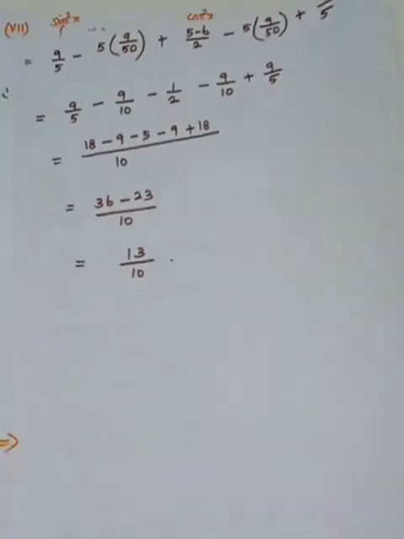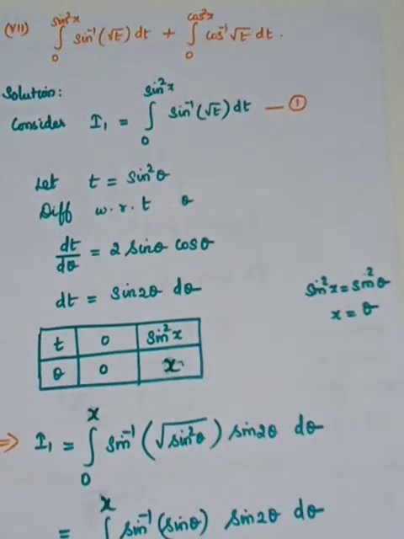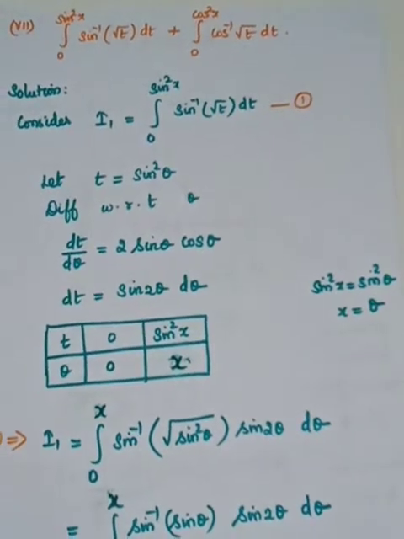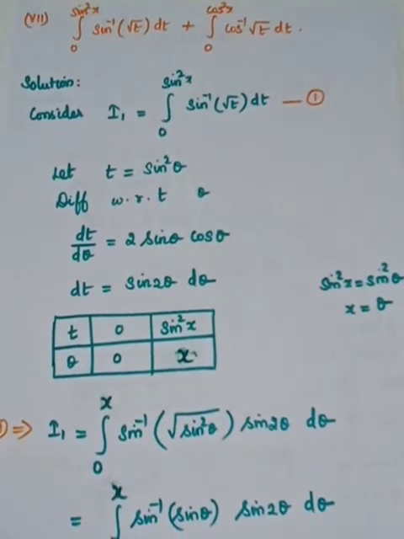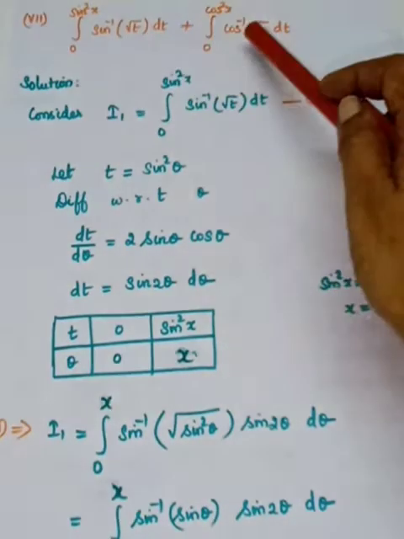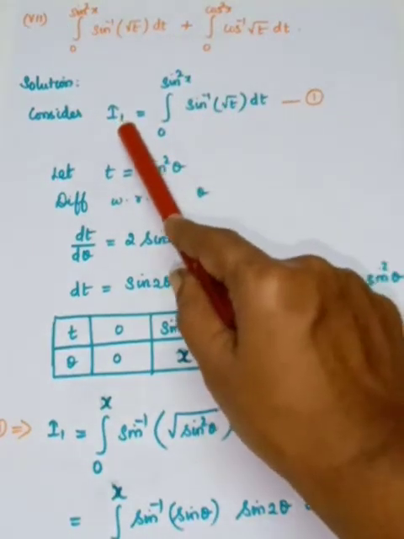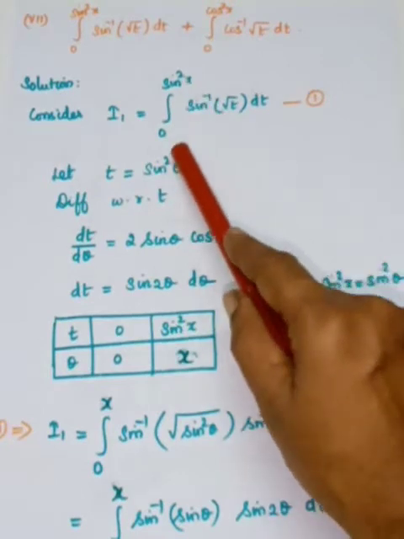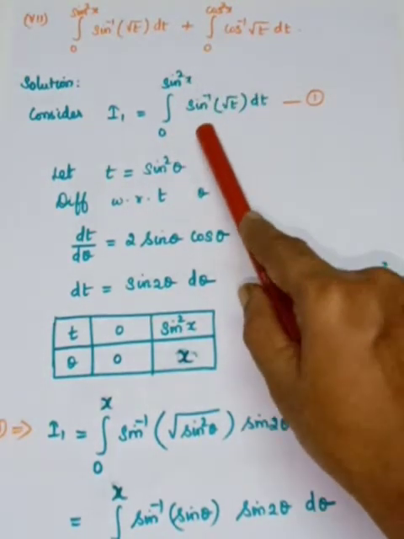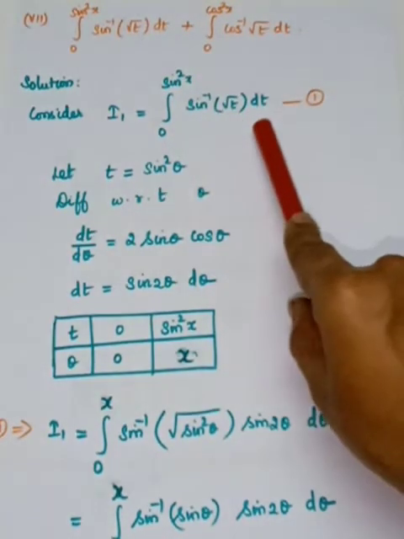That is, the subdivision is 7th subdivision. You see that integral 0 to sine squared x sine inverse of root t into dt plus integral 0 to cos squared x cos inverse of root t into dt. Okay, so here there are two integrals. The first integral I'll call I1. First I'll consider that alone. So I1 is equal to integral 0 to sine squared x sine inverse of root t into dt.